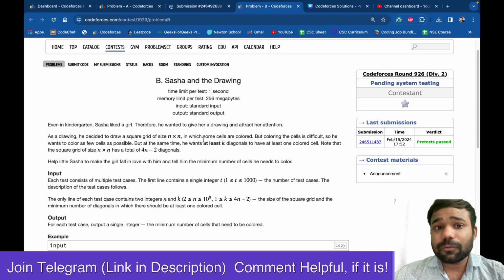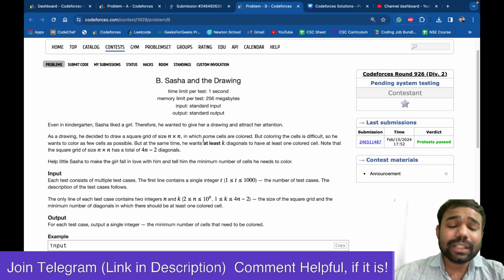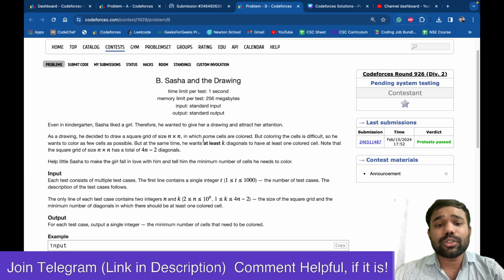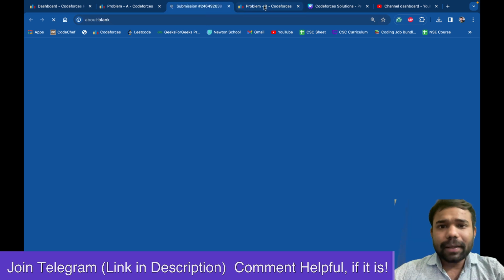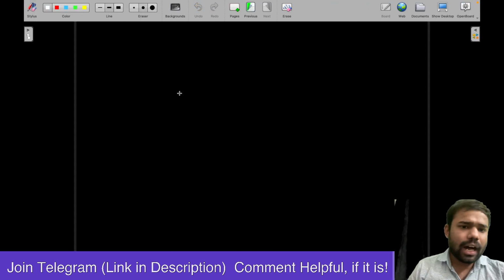So if at least one diagonal has a colored cell, what you can do is color some of the cells of the square. So what is the minimum number of cells you should color such that you have k diagonals covered, right? Let me tell you how you will do it. For example, suppose you have a grid like this.